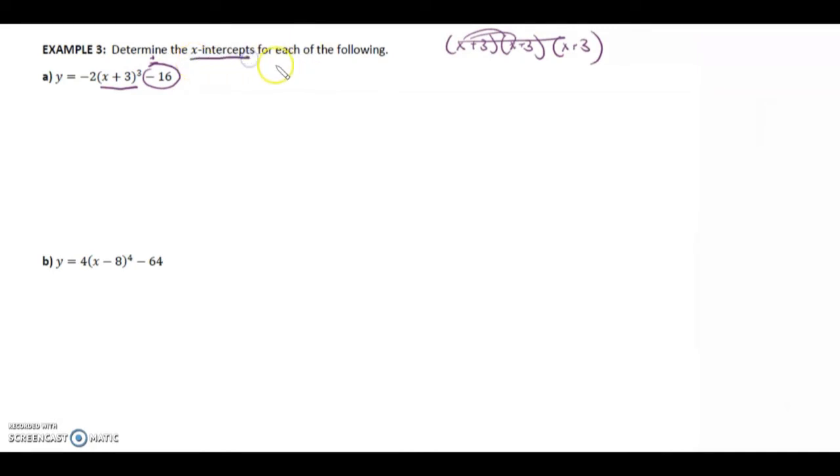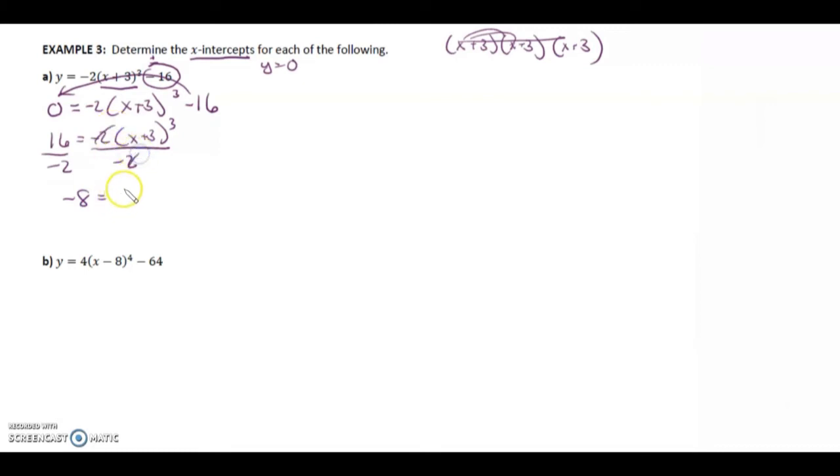For x-intercepts, what we do is we sub in y equals 0. And then we just solve for x. So this is going to look like 0 equals negative 2 times (x plus 3) cubed minus 16. Let's bring this negative 16 over. We get 16 equals negative 2 times (x plus 3) cubed. Let's divide both sides by negative 2. 16 divided by negative 2 is negative 8. And we get negative 8 equals (x plus 3) cubed.